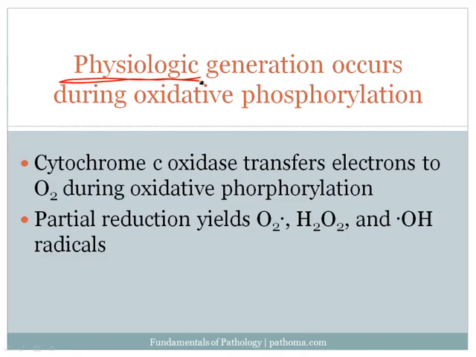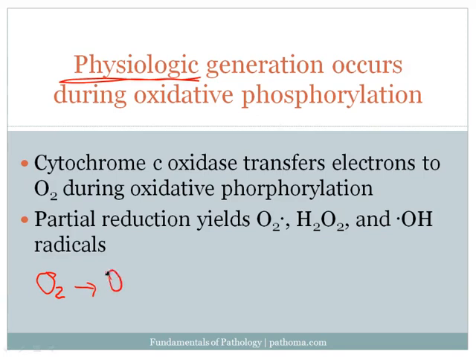Now, generally speaking, oxygen will actually accept 4 electrons, and after accepting 4 electrons, water will be generated. And so, if during the sequence of accepting of electrons, oxygen is partially reduced and doesn't receive all 4 electrons, then free radicals can be generated. But in order to understand the free radicals that are generated, we do have to review a little bit of biochemistry.